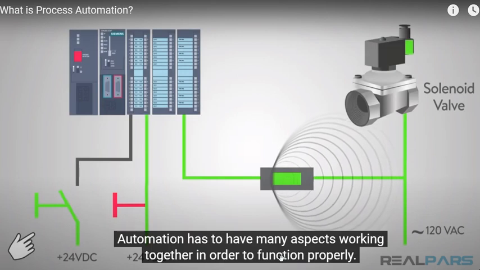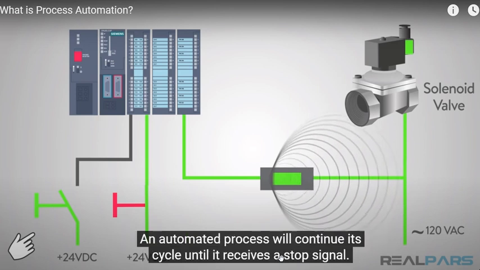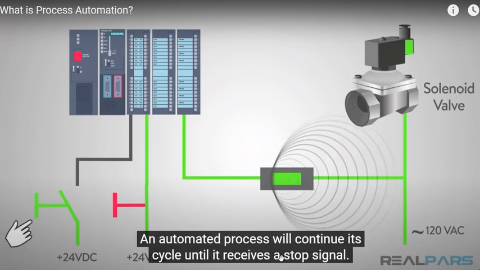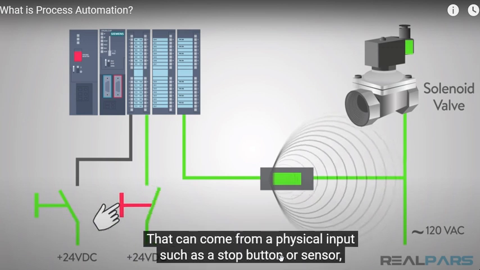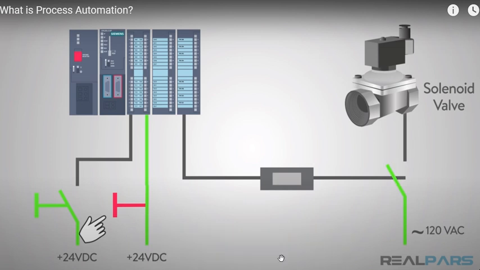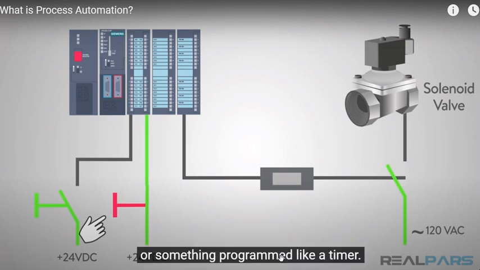Automation has to have many aspects working together in order to function properly. An automated process will continue its cycle until it receives a stop signal. This comes from a physical input such as a stop button or a sensor, or something programmed like a timer.